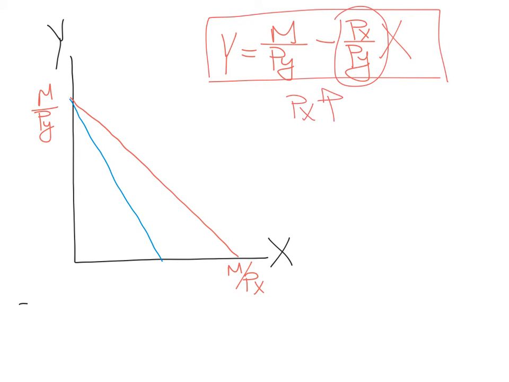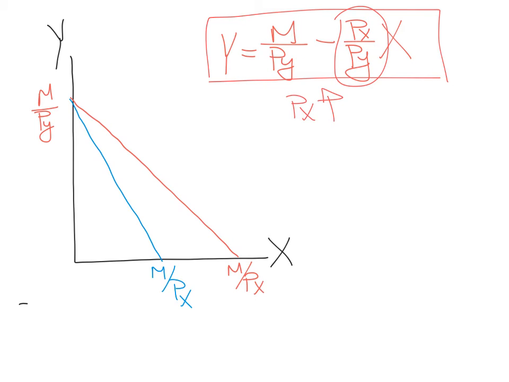Now you can also see this because the intercept of the horizontal axis is the income over the price of X, and if the price of X increases without the income changing, then obviously the intercept along that axis will move closer to the origin. Another way of thinking about it is that if the price of X increases, then the consumer will be able to buy less X if he or she uses all of his money to buy X.